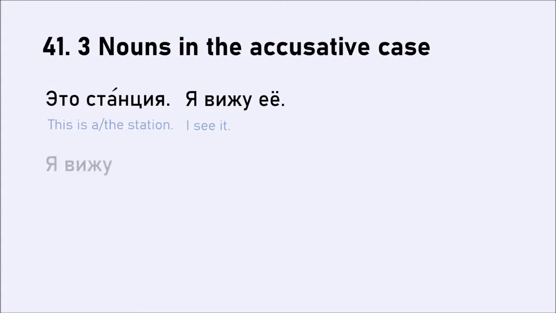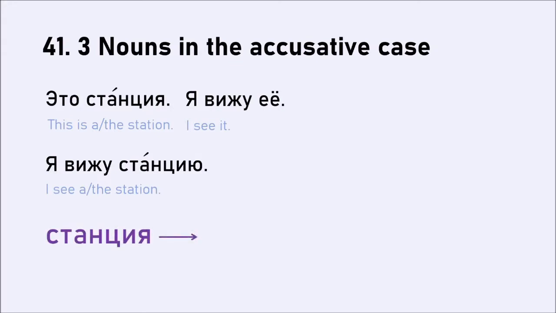That will be Я вижу станцию. Я вижу станцию. I see the station. So станция has changed to станцию. Yes, the ya ending has now become a u. That is the main rule for changing nouns in the accusative case.